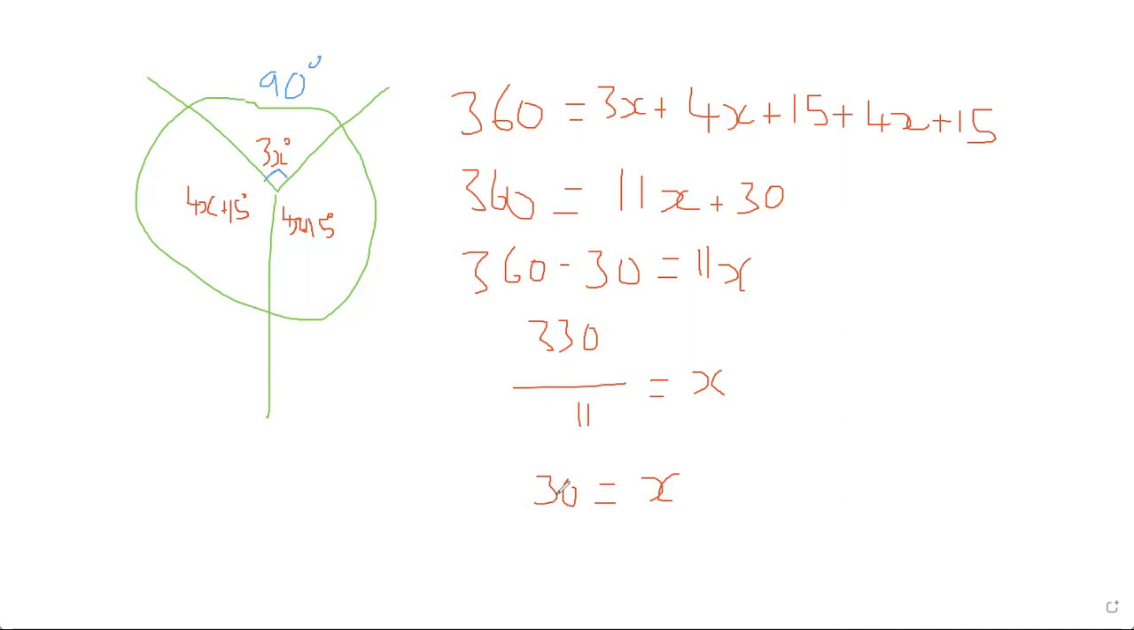4x plus 15. So 4 times 30 is 120 plus 15. It's 135. And same for this one, 135. Great. All right. What other kinds of questions do you have?